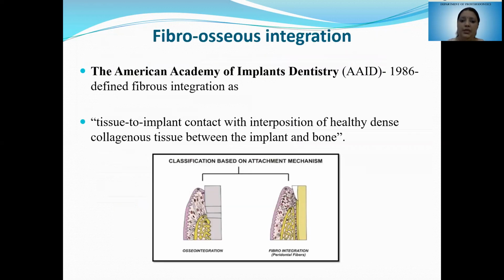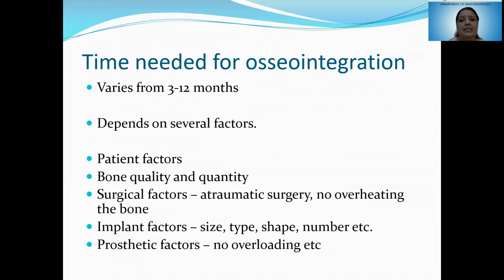In opposition to this is the theory of fibro-osseous integration, which is defined by the American Academy of Implant Dentistry as tissue to implant contact with interposition of healthy, dense, collagenous tissue between the implant and the bone. They say that this collagenous tissue acts as a shock absorber. But now the more accepted theory is the theory of osseointegration. That is the direct connection of implant and bone without any tissue in between them.